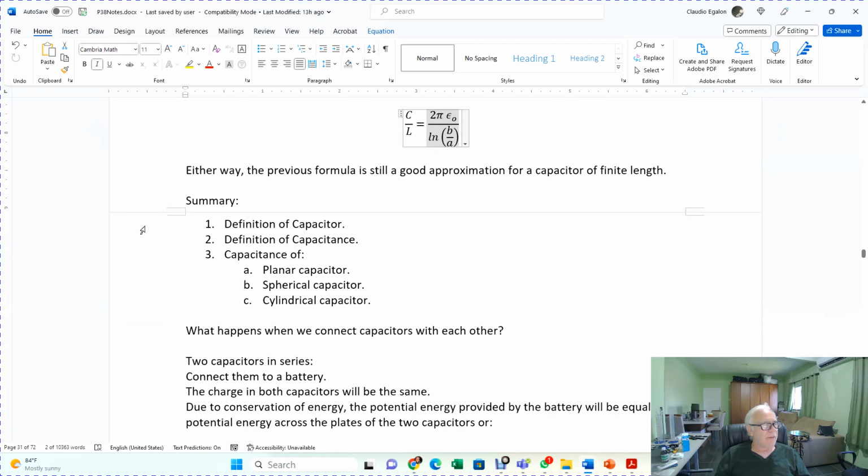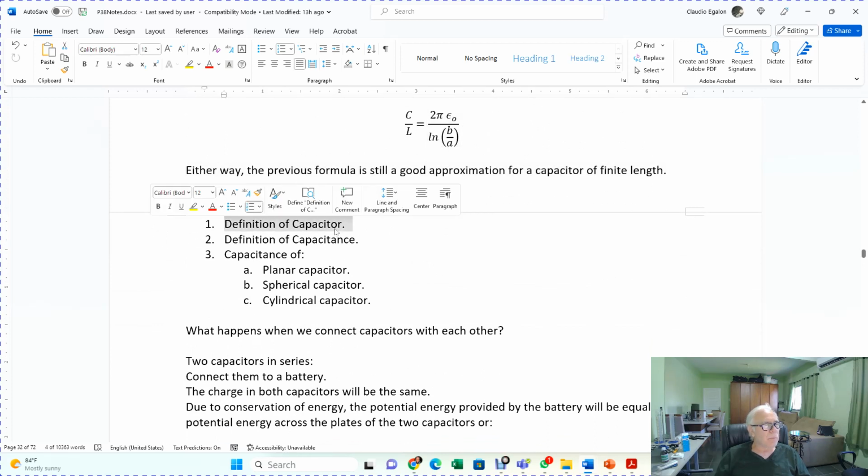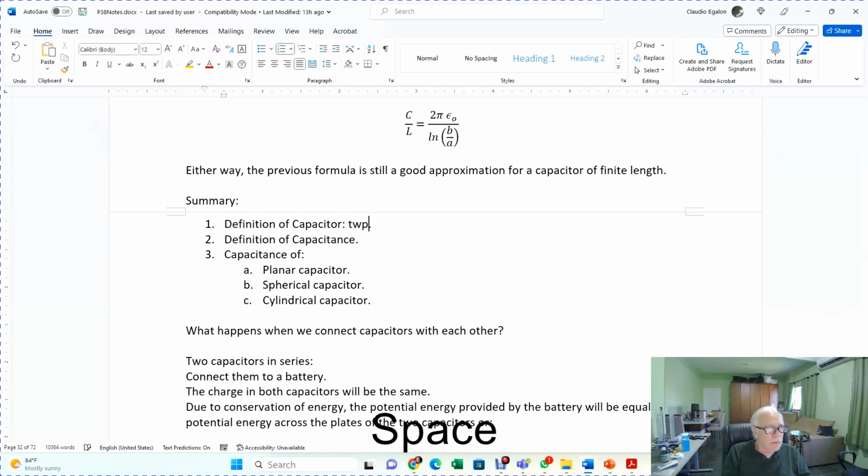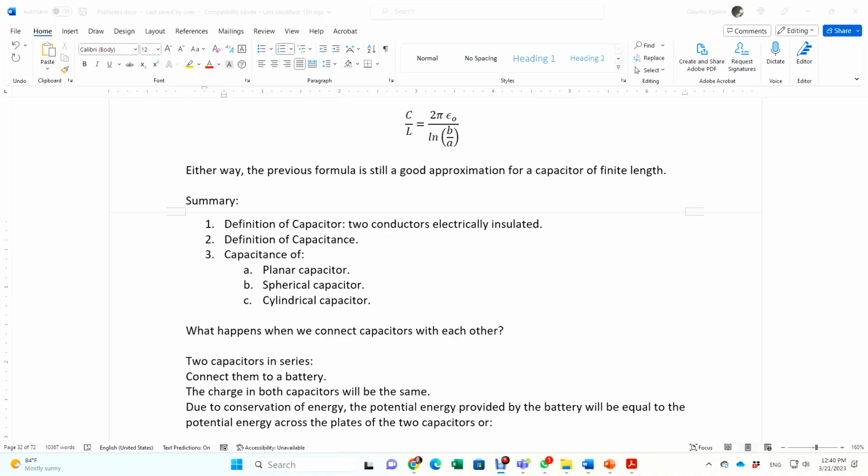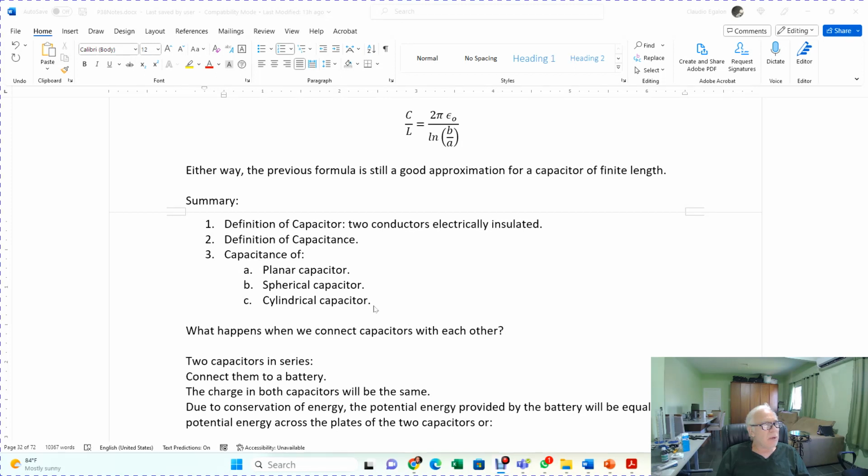So, summary: definition of capacitor, how a capacitor looks like. What is a capacitor? Two conductors electrically insulated. And then we go for the definition of capacitance. And then we did the capacitance for a planar capacitor, a spherical capacitor, and a cylindrical capacitor. What you're going to see next is what happens when you connect capacitors with each other.